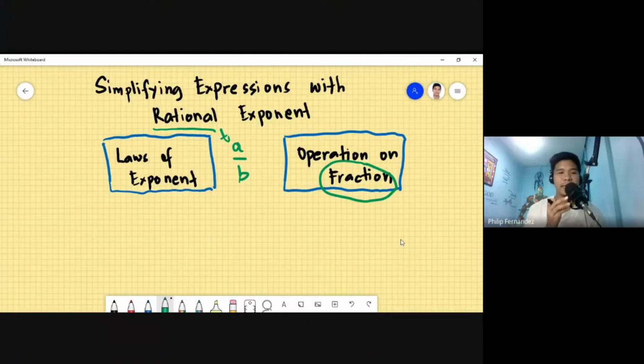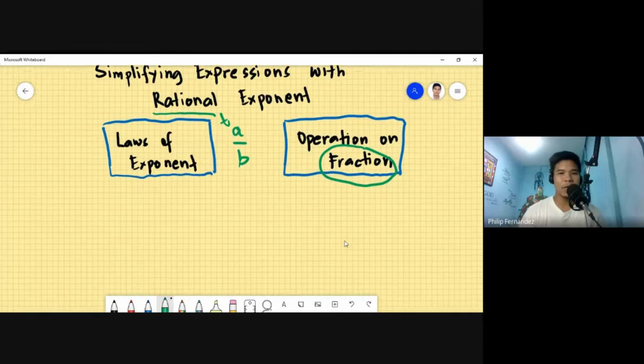So today we'll be discussing simplifying expressions with rational exponent that can be represented as A over B. We'll be using the laws of exponent that we have discussed from the previous video lesson and from the previous class. At the same time, we're going to have the different operations on fractions, so simple operations like multiplying whole numbers and fractions, and addition and subtraction of similar and dissimilar fractions. Okay, so let's start with the first example.